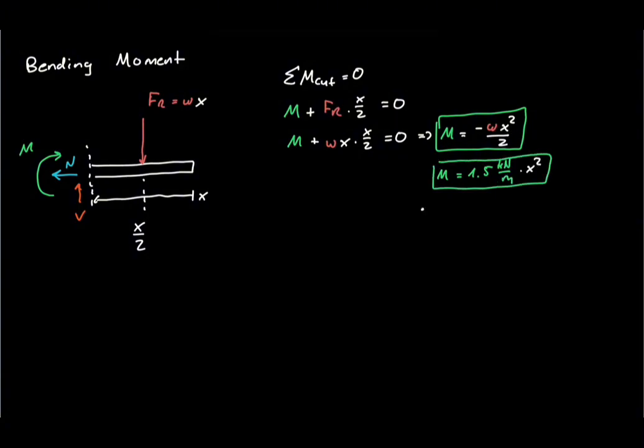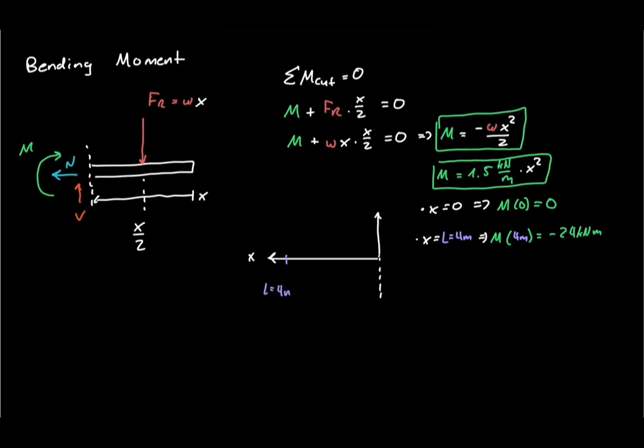At the free end, the bending moment is 0. At the wall, it reaches negative 24 kilonewton meters. The negative sign simply tells us that the actual bending moment acts opposite to the positive direction we assumed. The bending moment diagram is a parabola, changing from 0 at the free end to negative 24 kilonewton meters at the wall. Notice the pattern that appears.